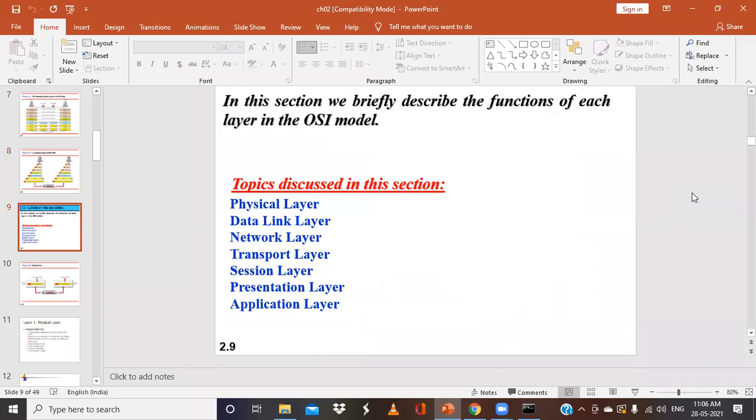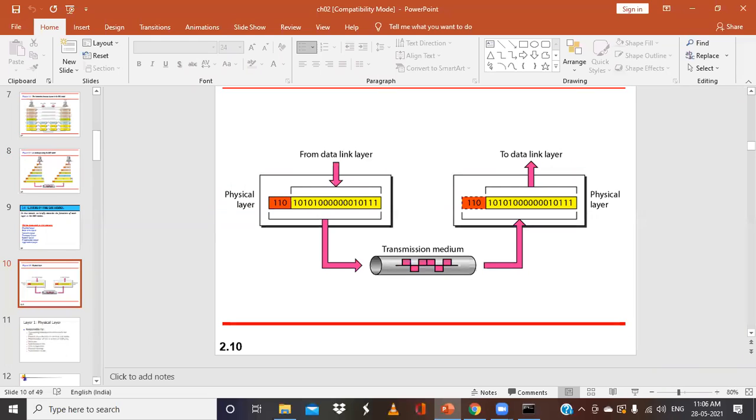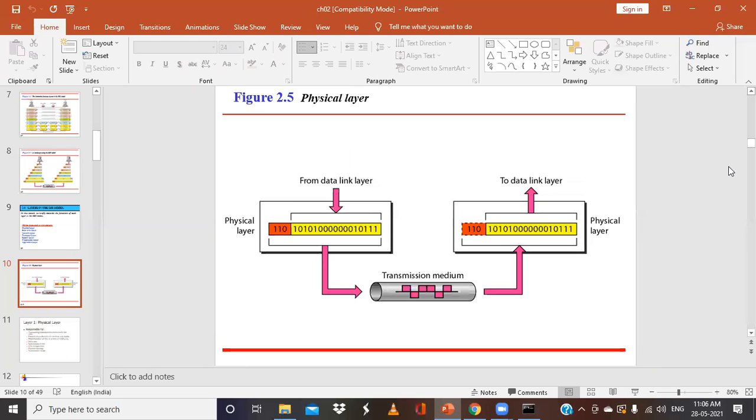So let's go ahead with the first thing, the physical layer. What basically will this layer do? Can somebody tell me? Because you have already studied it, I want some interaction from your side. What do you know? What will the physical layer do? At least from this diagram you can understand.